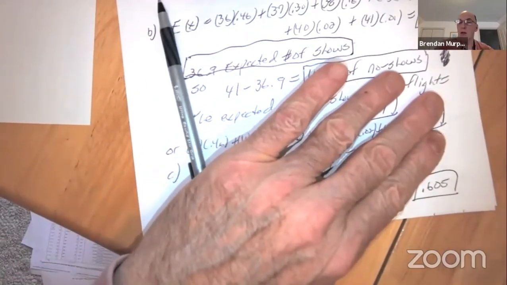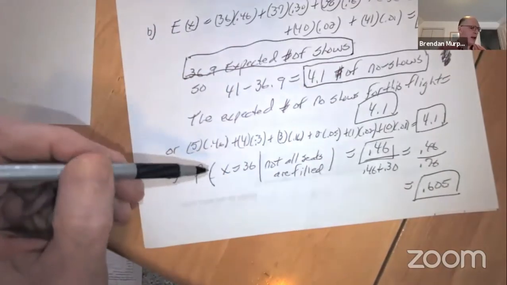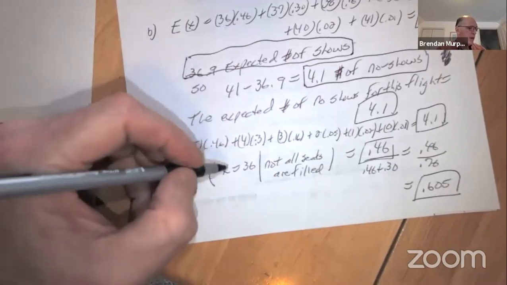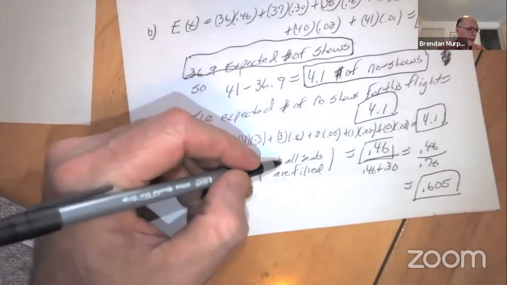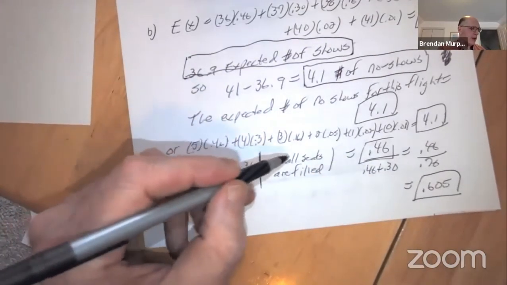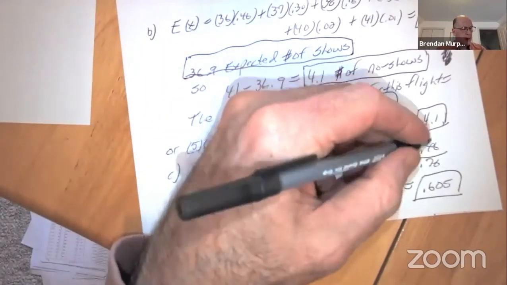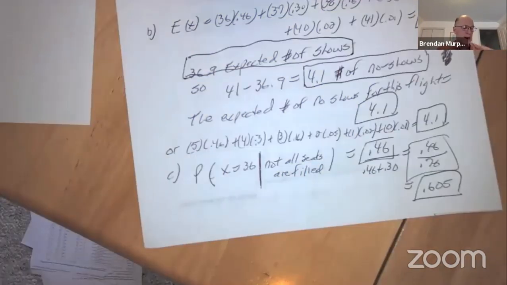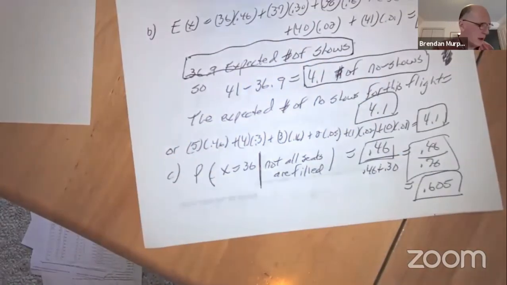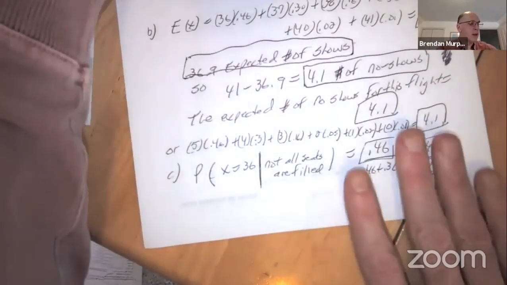The reader's going to say, where did you get that number? We want to see your backup. We want to see your math. So here, as opposed to saying words, I tried to say it in symbols. What's the probability that x equals 36, given that, that's what this vertical line means, given that not all seats are filled, 0.46 over 0.46 plus 0.30. That's an acceptable answer right there. All of these are perfectly fine. So 0.605.